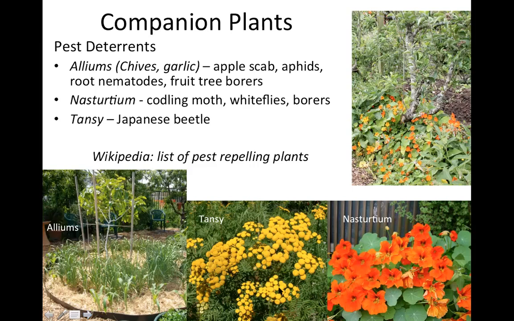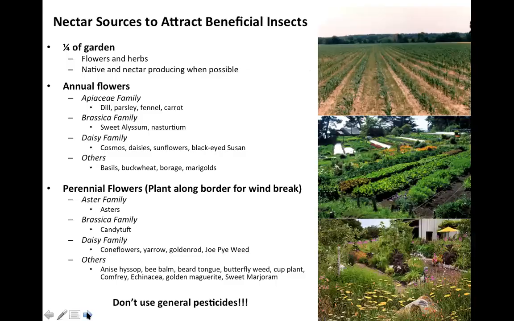Tansies keep away Japanese beetles. Alliums, like garlic and chives, will keep away root-eating nematodes and stuff. So just plant these around, and like I said, try to leave at least a quarter of your garden for herbs and flowers. That will help keep away certain bugs and attract certain healthier ones that will eat the bad bugs. So like I said, at least a quarter of your garden for flowers and herbs, native, nectar-producing plants.